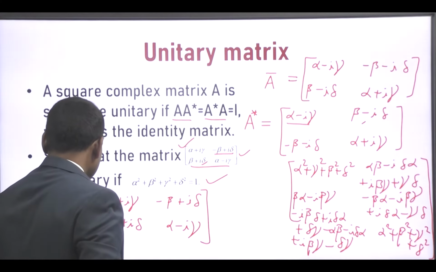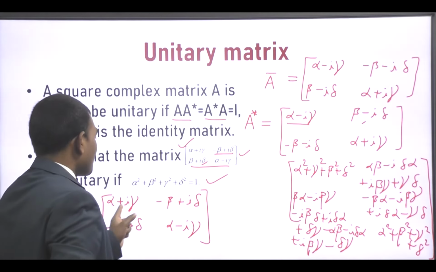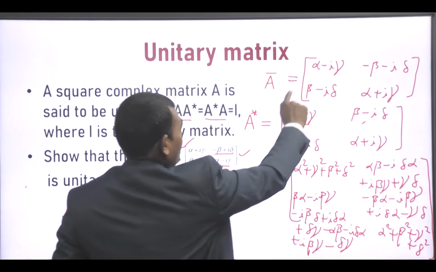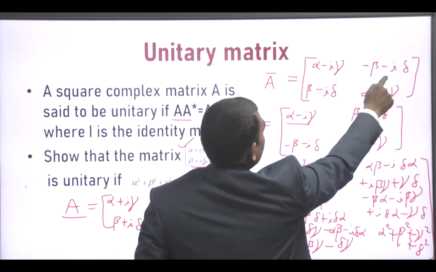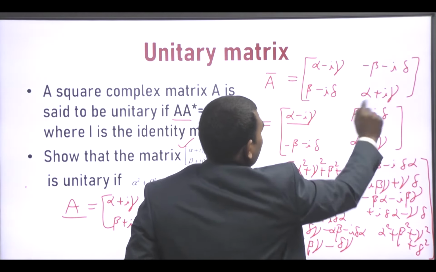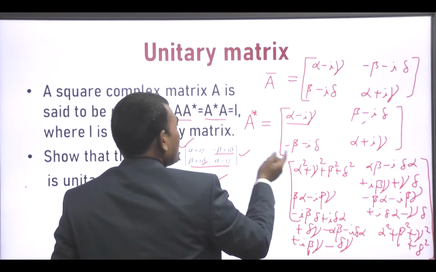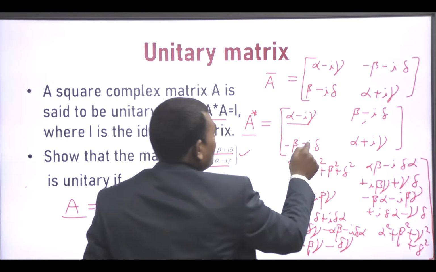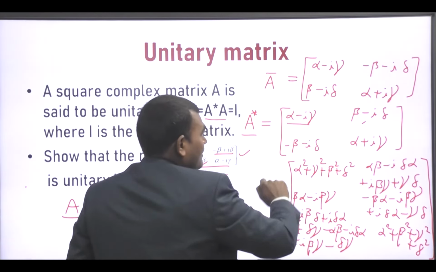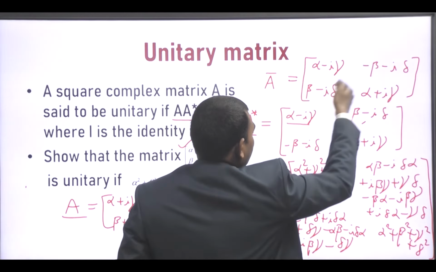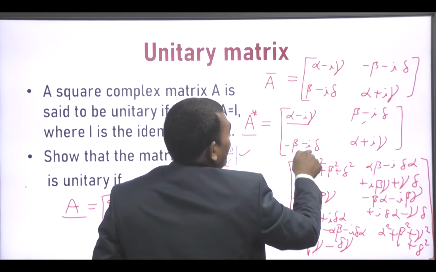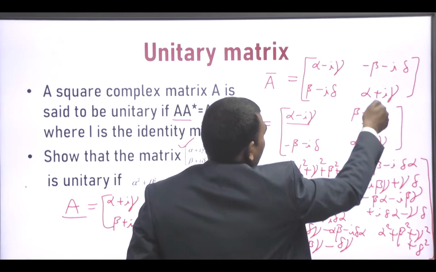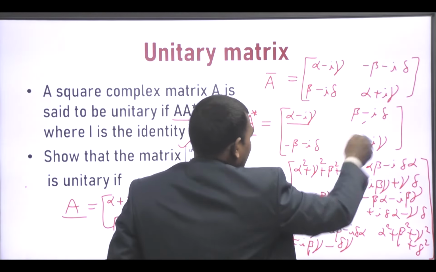1. So in this case, let A be equal to the given matrix, then we can find the conjugate of A, that will be equal to alpha minus iota gamma, minus beta minus iota delta, beta minus iota delta, alpha plus iota gamma. Now we can find the transpose of A conjugate, that will be A star, and that is equal to alpha minus iota gamma, and first row as first column, minus beta minus iota delta, second row as second column, beta minus iota delta, and second row as the second column here.